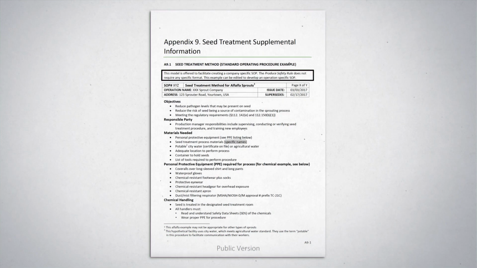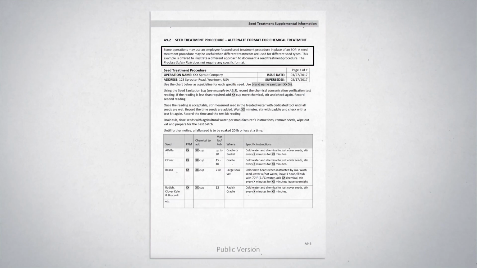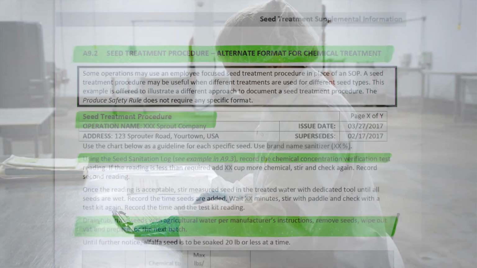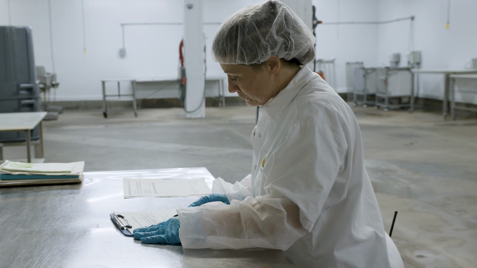It's also required that the seed treatment log records are created at the time the activity is documented, not before or afterward. The records must be signed by operator and reviewer.